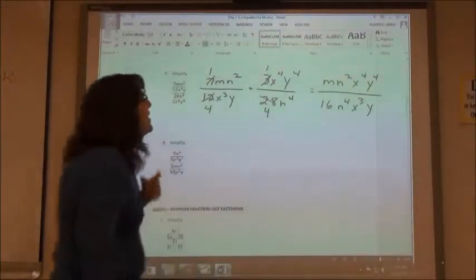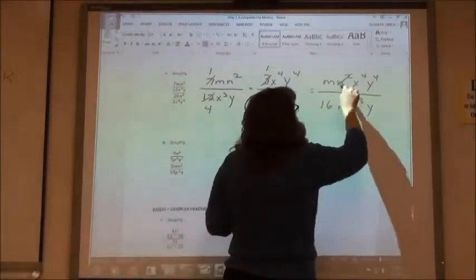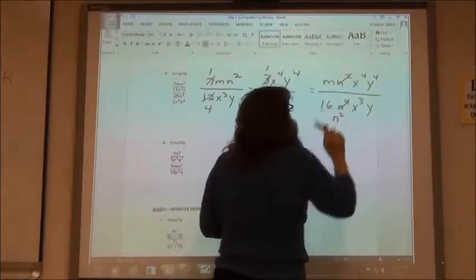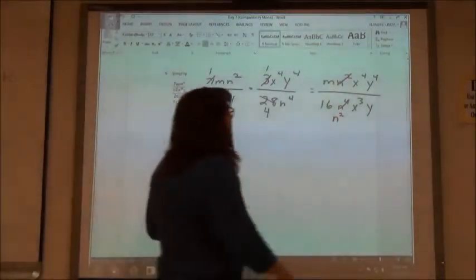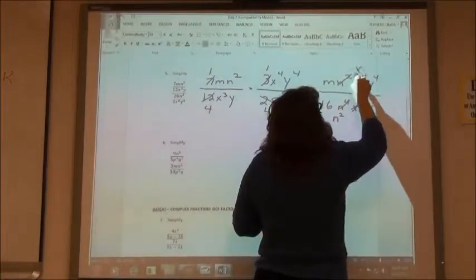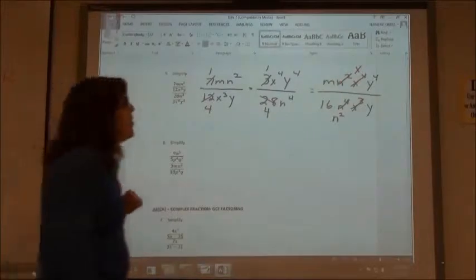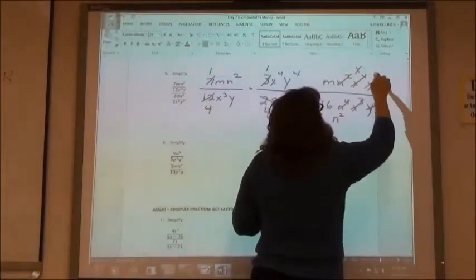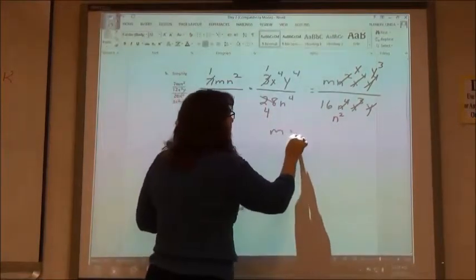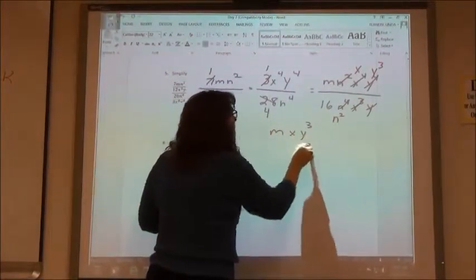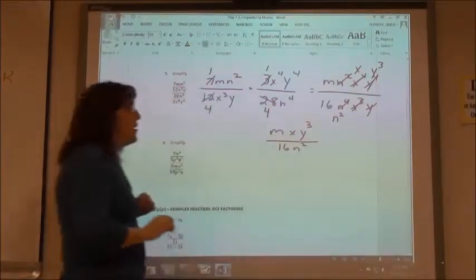Then I'm going to do some canceling. I can cancel out 2 of my n's, which means I have an n to the 2nd down on the bottom. I can cancel out 3 of my x's, which means I just have a plain x up on top. And I can cancel out 1 of my y's, y to the 3rd. So on the top, I have an m, I have an x, I have a y to the 3rd. On the bottom, I have a 16 and an n to the 2nd power.